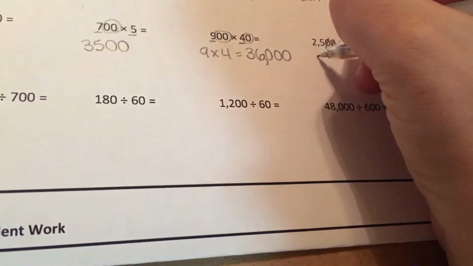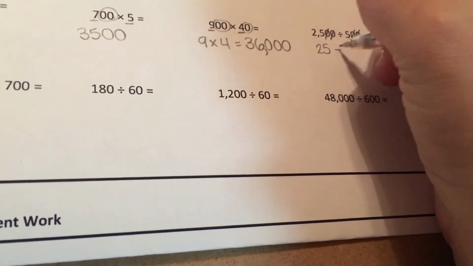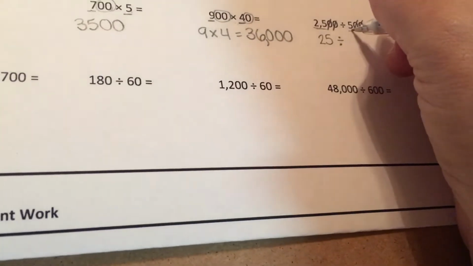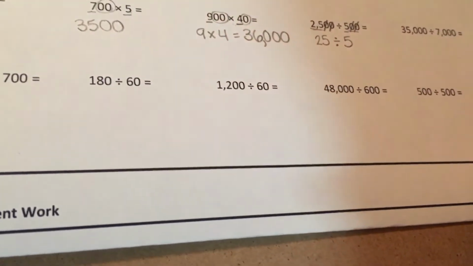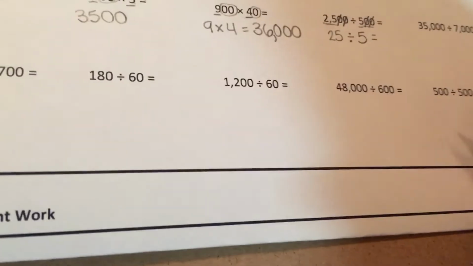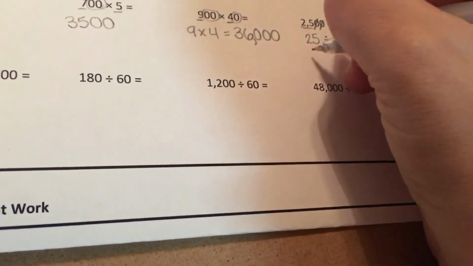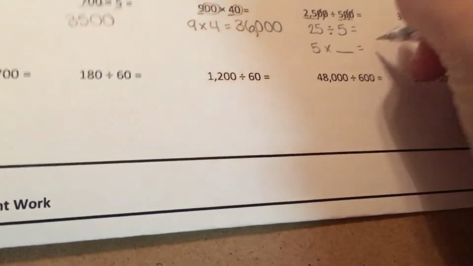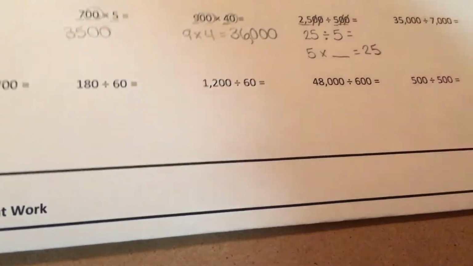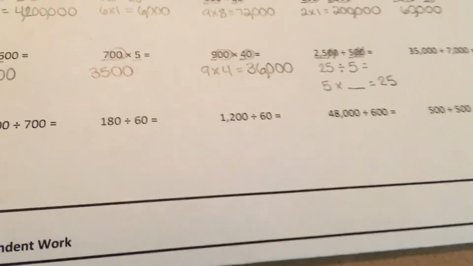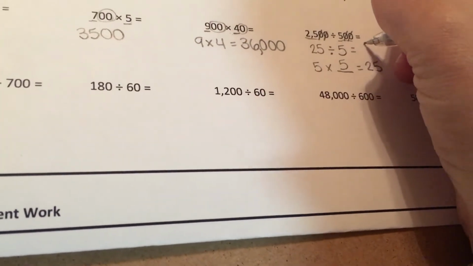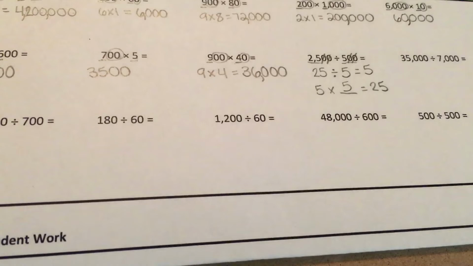So now I'm left with 25 divided by 5. Well, what is 25 divided by 5? I can also write that as 5 times what equals 25. Well, I know that 5 times 5 equals 25. So my answer here is 5.